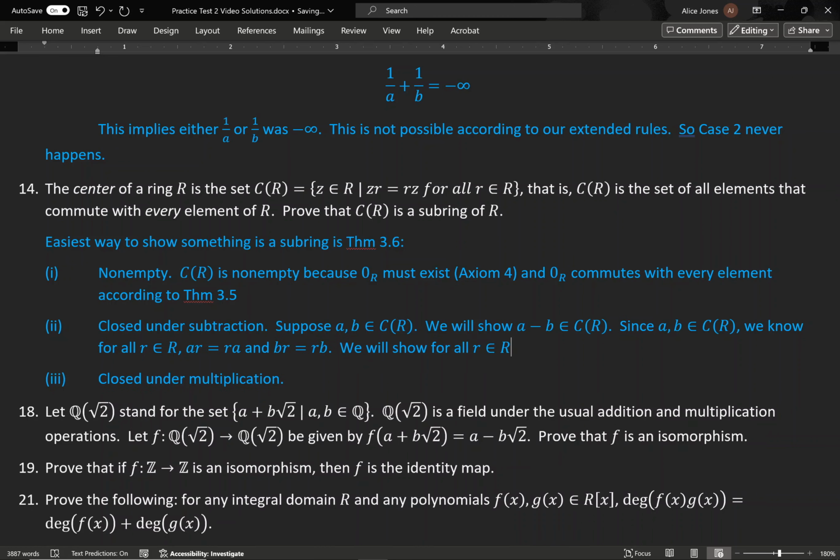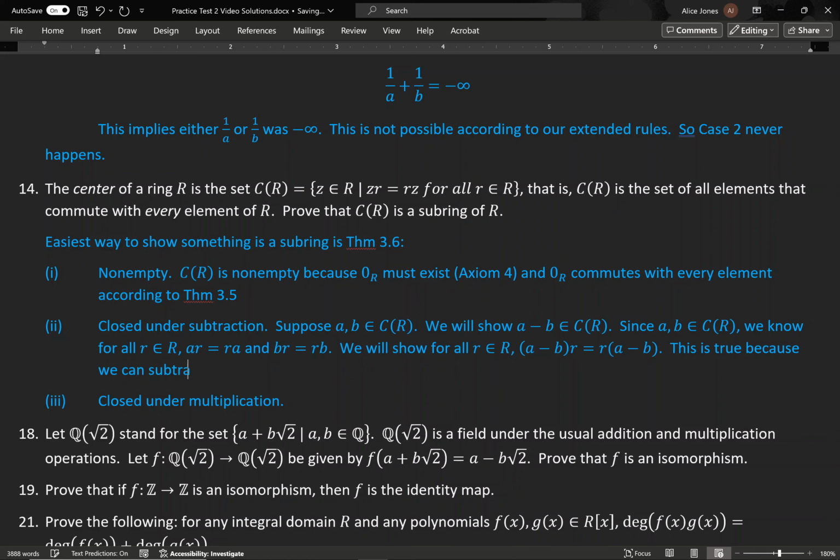What we want to show is that A minus B also satisfies this equation: A minus B times R equals R times A minus B. But you have to ask yourself, why should that be true? Well, coming from just these two equations, can we just subtract them from each other? Right? So this is true because we can subtract these two equations.